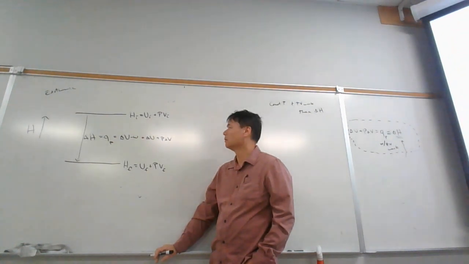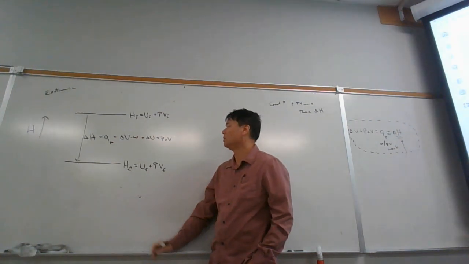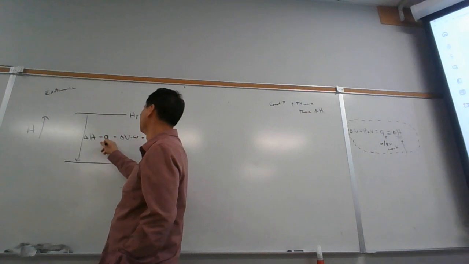What does it say after delta H equals? QP. This is supposed to be Q sub P.